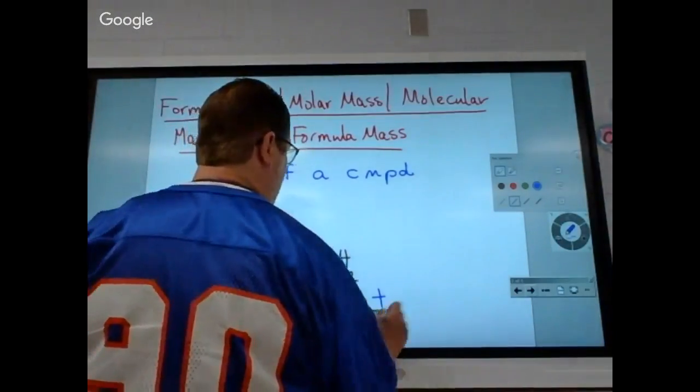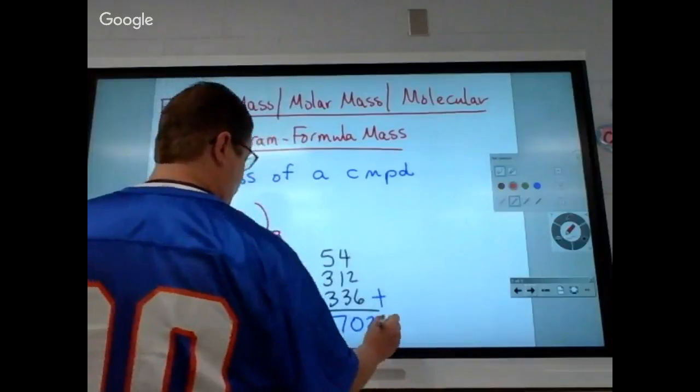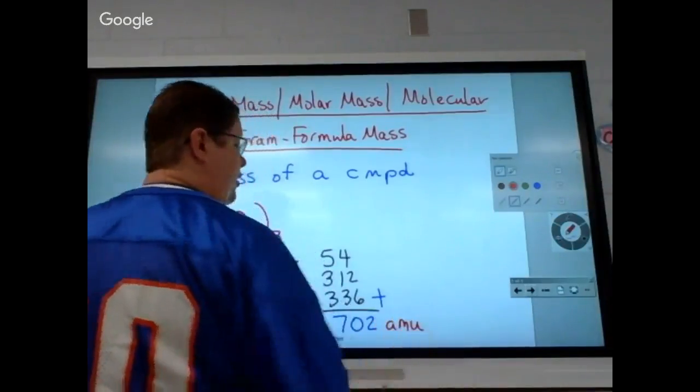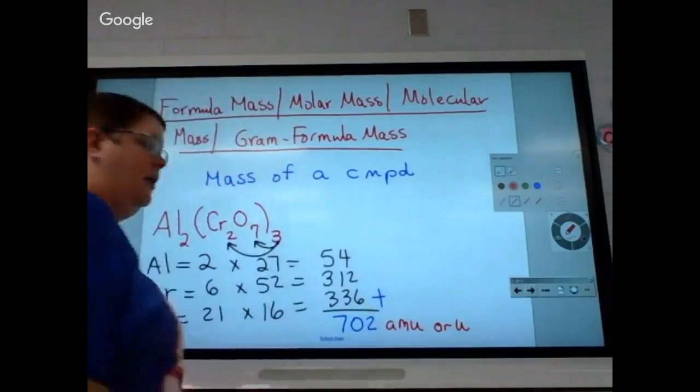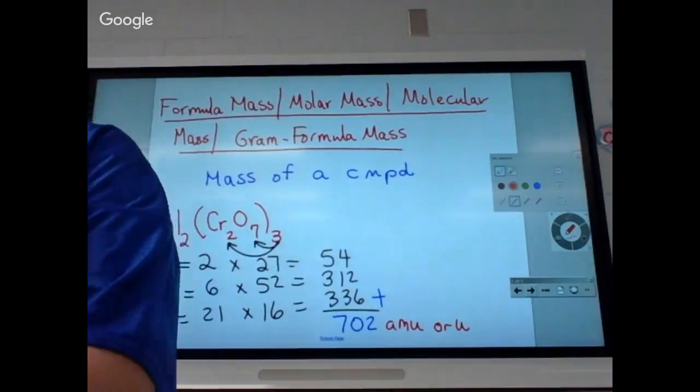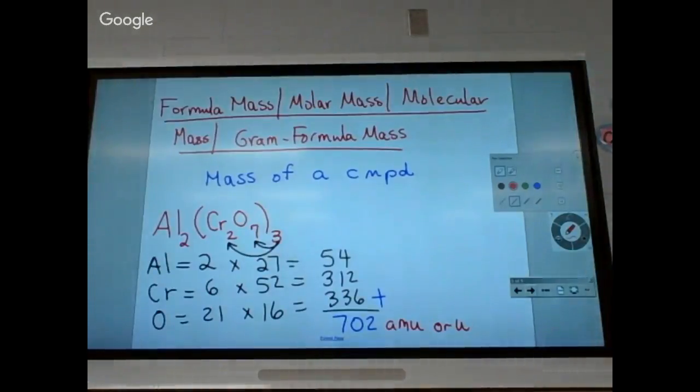And what unit did we say we put on the end of them? AMU. You can put AMU, or if you want to take the shortcut, you can write U. Okay? Either answer is fine. And that just stands for atomic mass units. Any questions on how to do that?